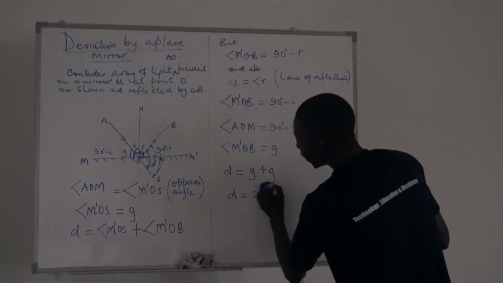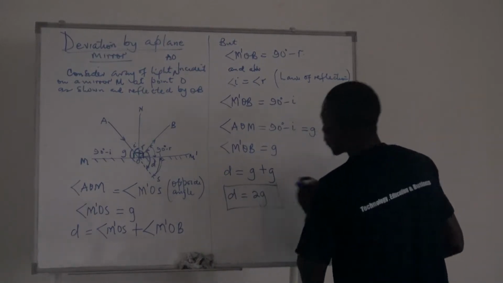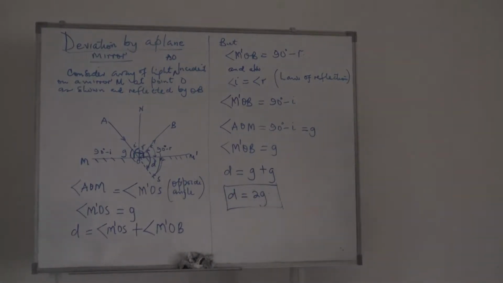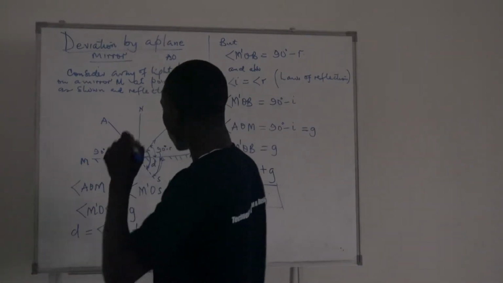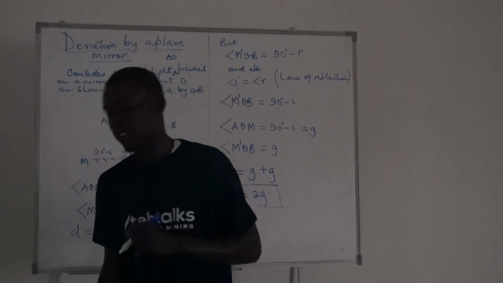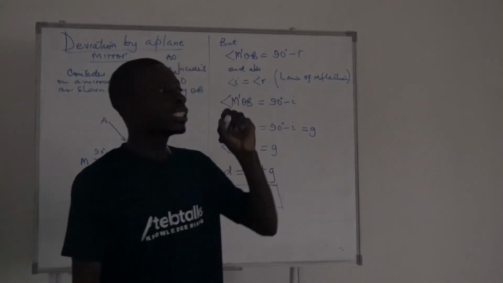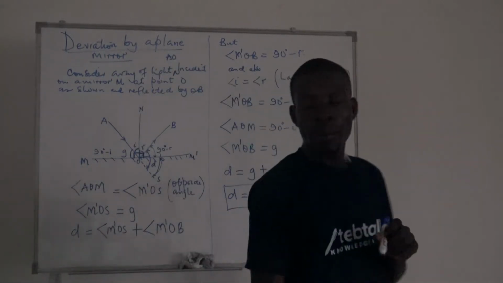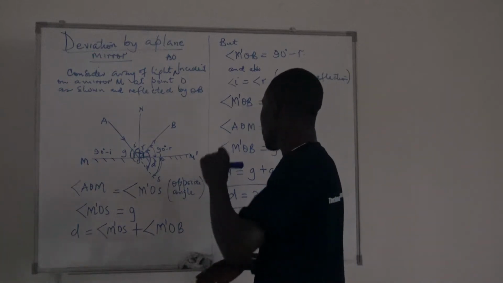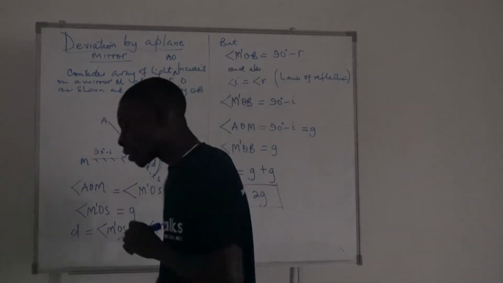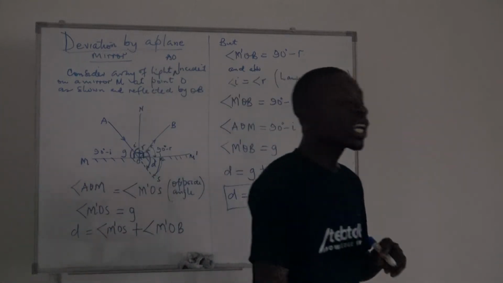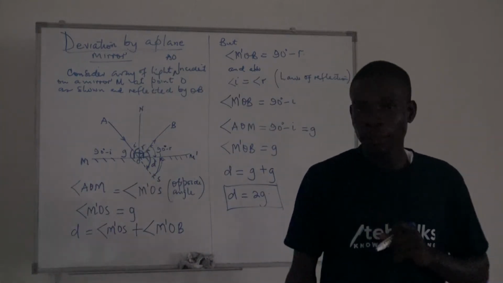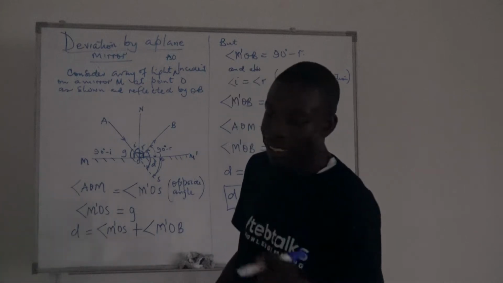Is that okay? And from here, we can draw a conclusion that if a light ray is reflected from a given surface, the angle of deviation is twice the angle of reflection. Is that okay? How did we start that?